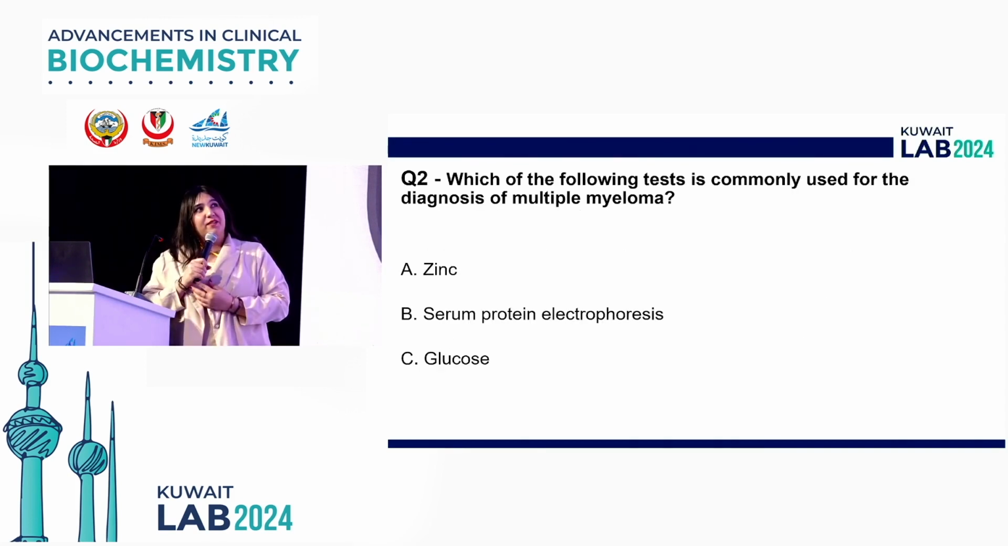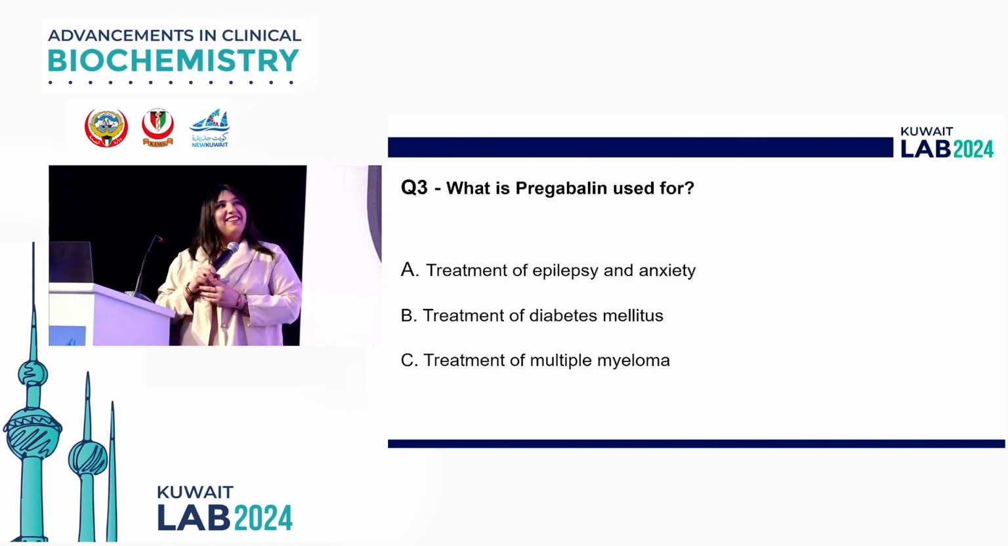Number 2, which of the following tests is commonly used for the diagnosis of multiple myeloma? Zinc, serum protein electrophoresis, or glucose? And our final question, what is Pregabalin used for? Treatment of epilepsy and anxiety, treatment of diabetes, or treatment of multiple myeloma?